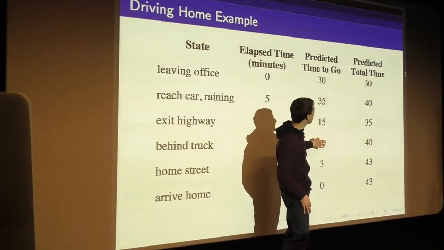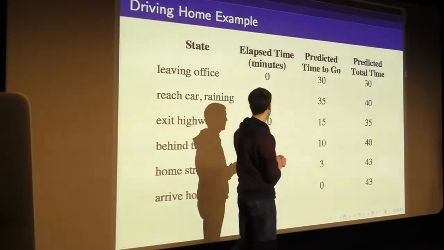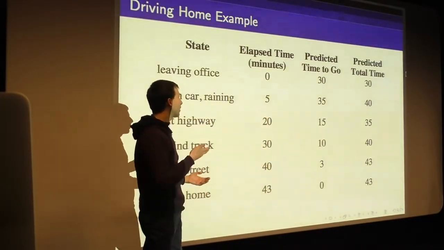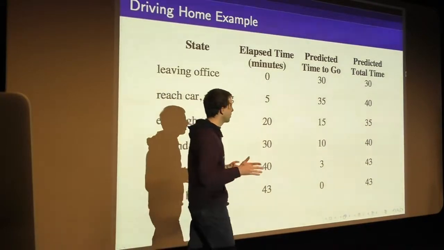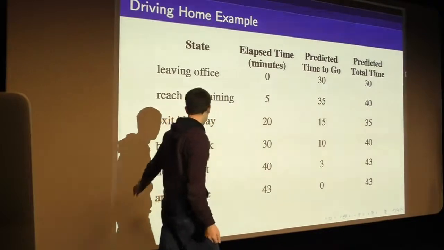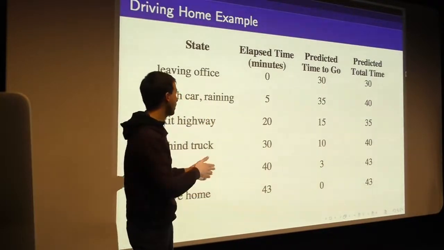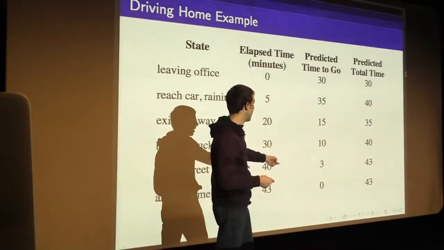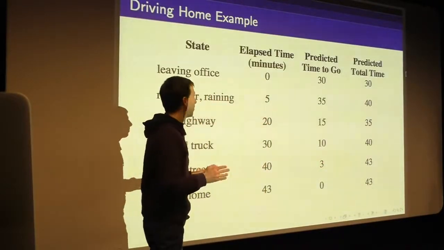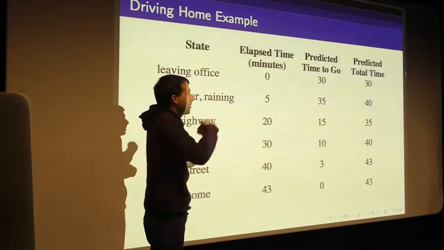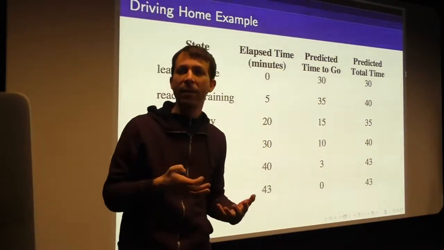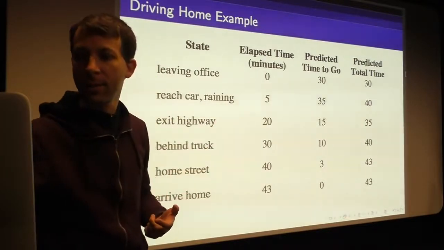Think, oh, there's actually 10 minutes to go now, it's going to take me 40 minutes. And then I get on the home street, and things are going okay, but it took a little longer than I thought. I think there's still 3 minutes to go, and then eventually I get there, and it actually took, in total, 43 minutes. I realise there's no more time to go, and so everything lines up at the end, and we think that there's nothing left, and it took us 43 minutes in total. So now how would we actually update our value function based on this trajectory of experience?